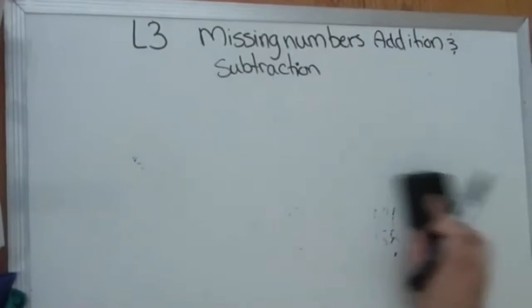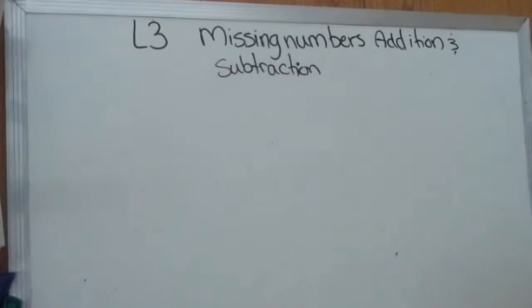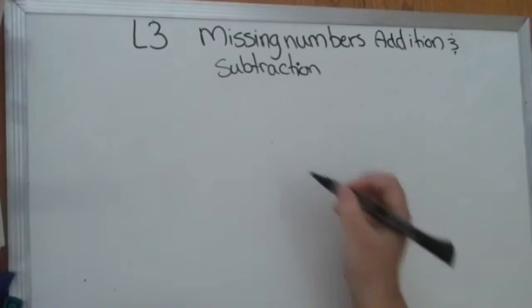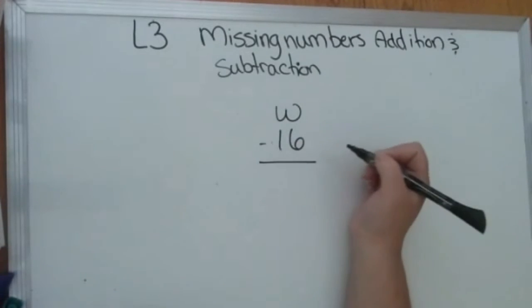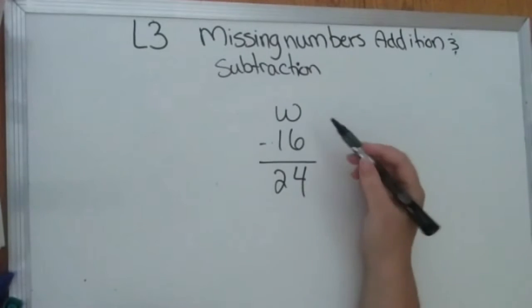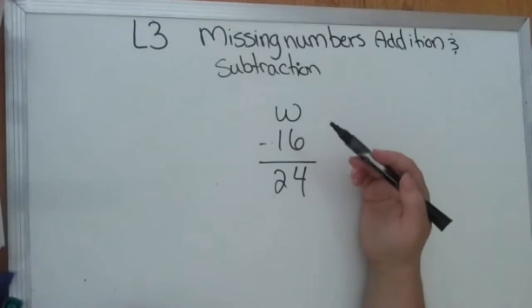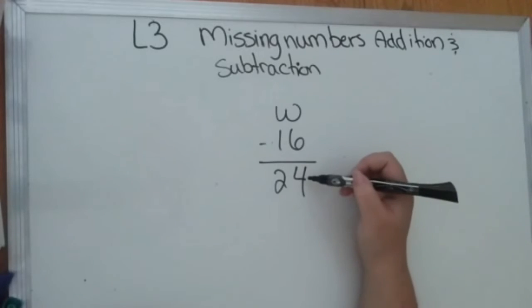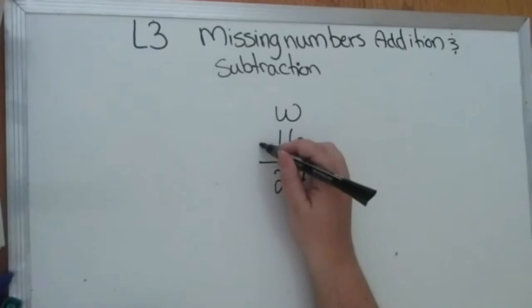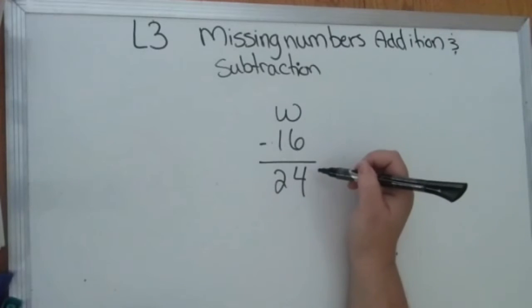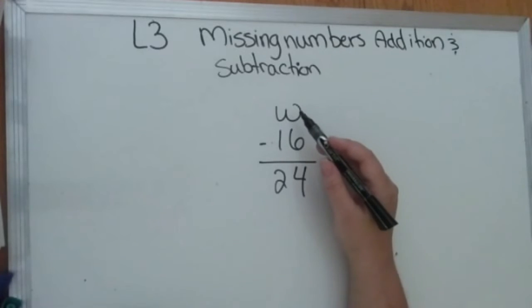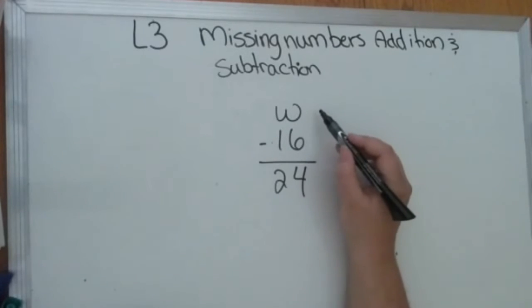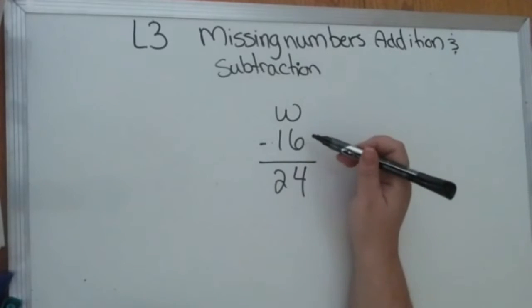All right, let's take a look at subtraction. When you have a missing subtraction problem, it might look something like this. W take away 16 equals 24. Now, I don't know what W is. I know it is a larger number than 16 and 24, but I don't know otherwise. The reason it has to be is because it has to be bigger than 16 so that 16 can be taken away from it. And after this number has 16 taken away from it, it is 24. So it has to be bigger than both.